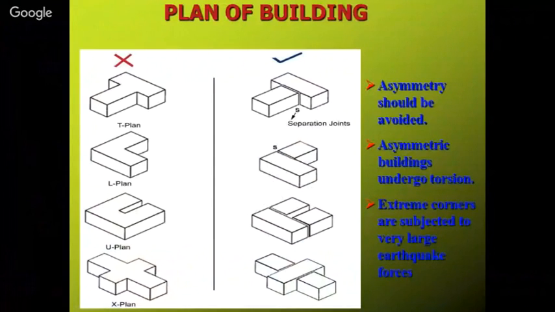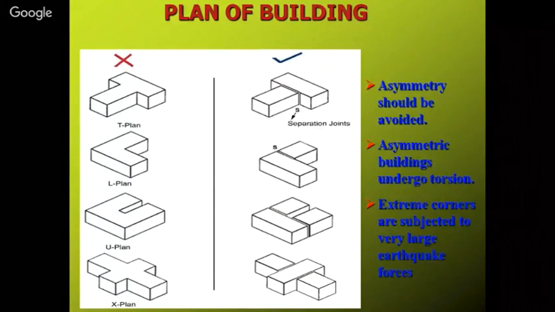Now this is where asymmetry and continuity come into the picture. If your building has a T shape, L shape, U shape, or X shape, a particular building has a particular moment of inertia and particular moment of resistance. So in this T type of building, if you calculate the moment of inertia, it may lie inside the flange or inside the web of the building. So the building behaves in a different manner.